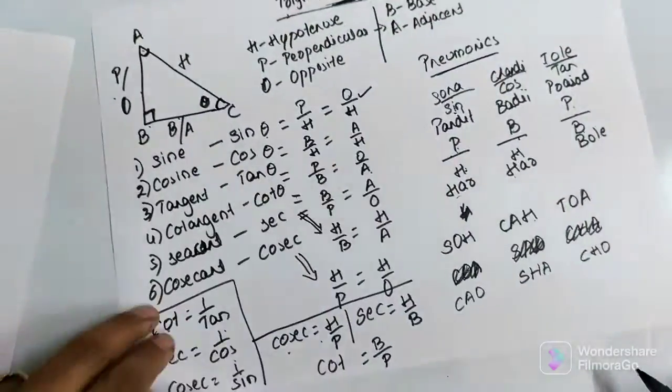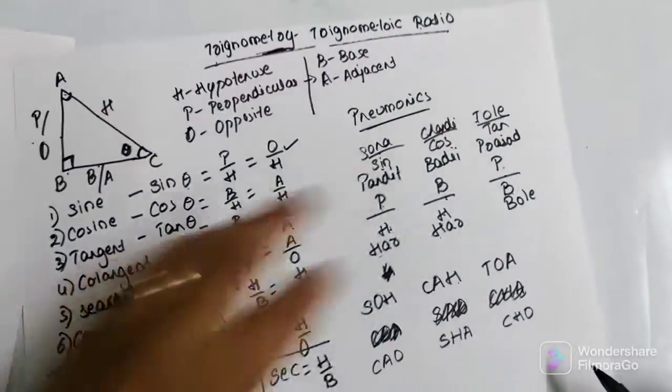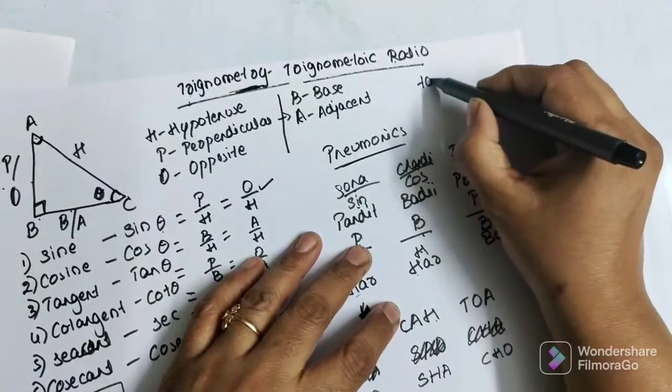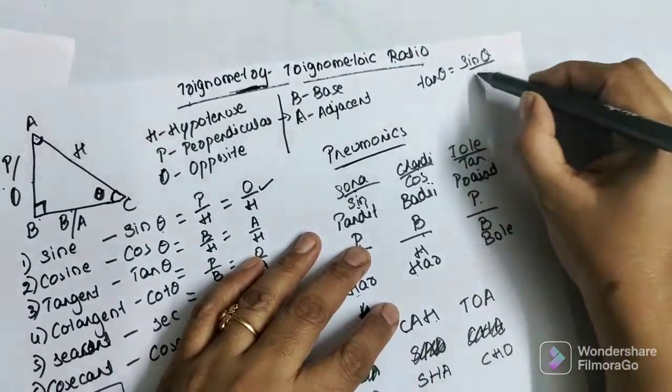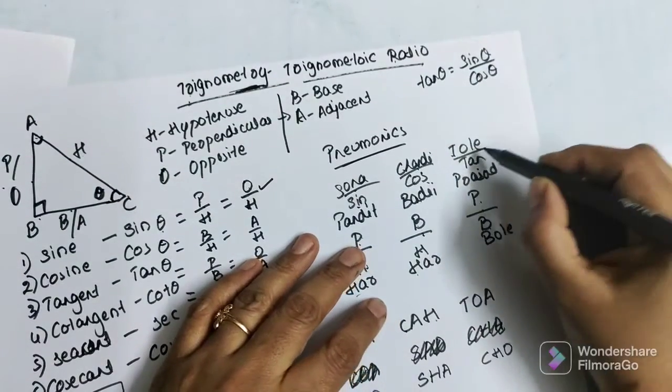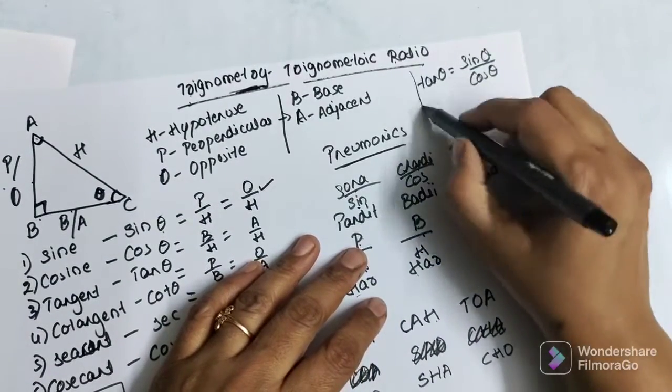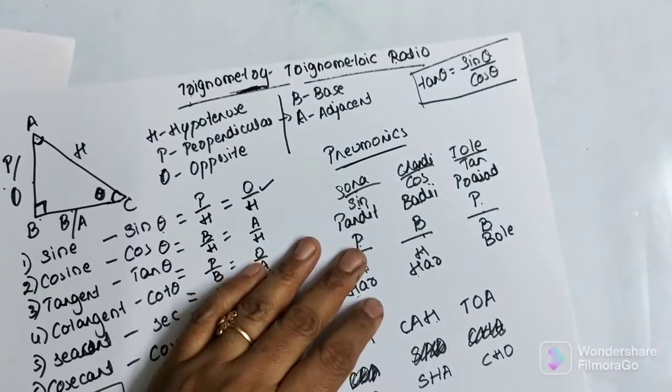Also, the last thing I would like to tell is that tan theta is equal to nothing but sine theta upon cos theta. Okay, this is one of the very important formulas to remember in trigonometric ratios.